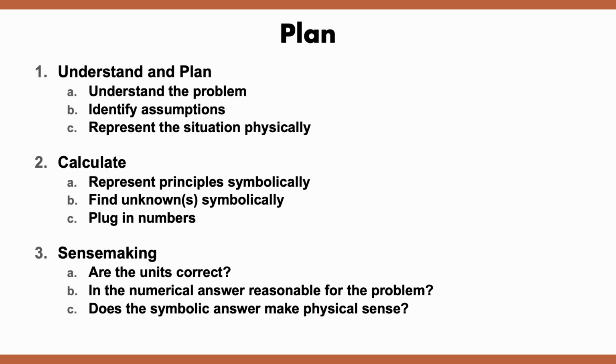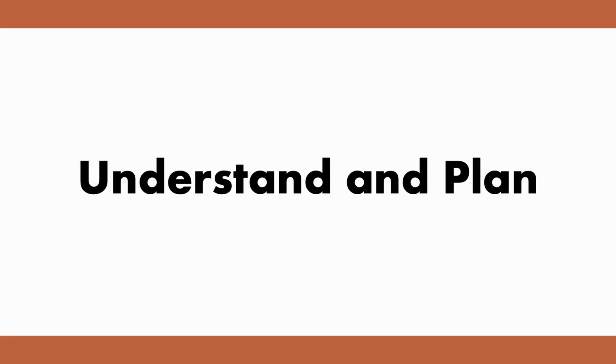So we used all of our understanding and plan. That's what I'm going to go through, and then Charlie's going to go over our calculate part, and then Jackson will finish up with our sense making. We look at all three of these sections, and we're going to get into understanding and planning.